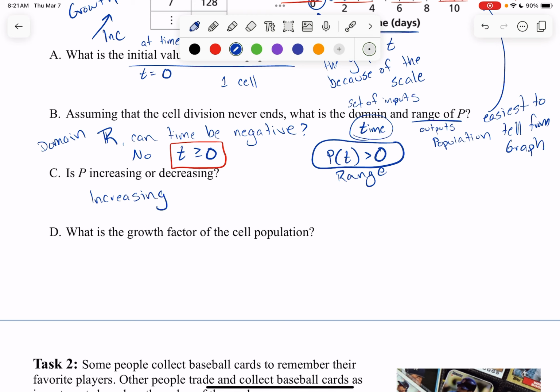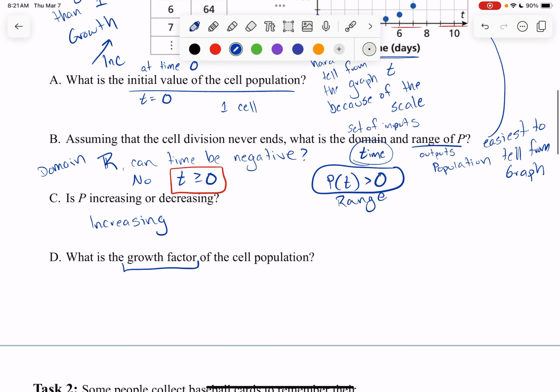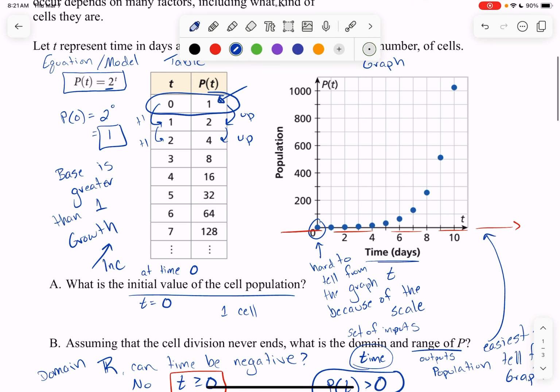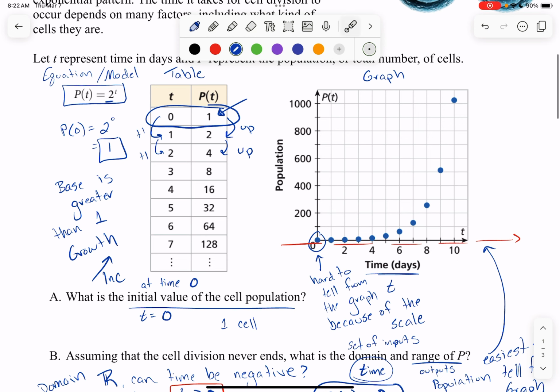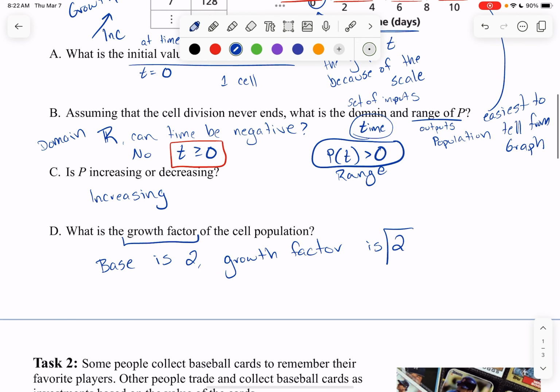Okay, what is the growth factor of the cell population? So here we're looking at the growth factor, not the rate. The growth factor would be the easiest to tell from my equation. Since the base is 2, the growth factor is 2. To tell the growth factor from the table, you look at 2 consecutive points. Like here, this goes up by 1. What do I multiply by to get from 8 to 16? 2. So that growth factor, again, is 2.